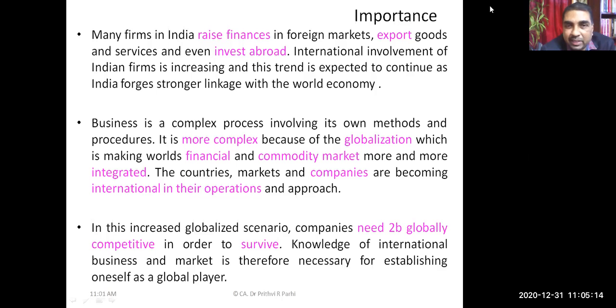And export has also increased. People have started investing abroad, right? Many Indian firms, many Indian businesses are nowadays very actively involved in international trade. And this particular trend is expected to grow further day by day. More and more people will enter into international business, and that's why day by day the Indian economy will be linked to the global economy in a stronger way.